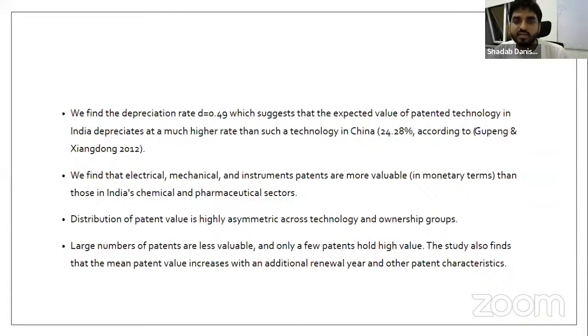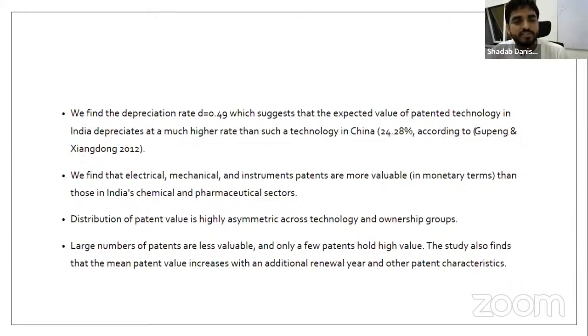We find that electrical, mechanical, and instrument patents are more valuable in monetary terms than those in India's chemical and pharmaceutical sectors. This information tells us what kind of effort a government needs to make to strengthen the innovation capability in the country. The distribution of patent value is highly asymmetric across technology and ownership groups: a large number of patents are less valuable and only a few patents hold high value.